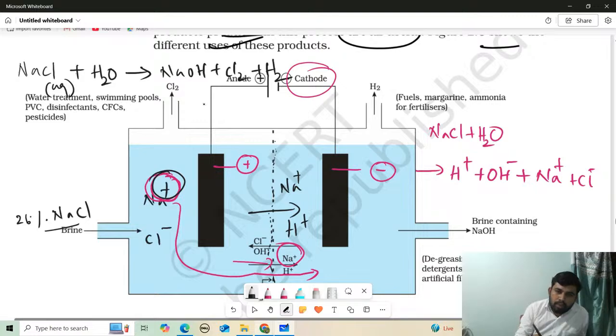Now see, this sodium came to this side, right? H plus ions will also be there. So you try to understand. Here we introduced NaCl into the chamber, right? NaCl splits into Na plus ions and Cl minus ions, as this is a mixture of NaCl and H2O.